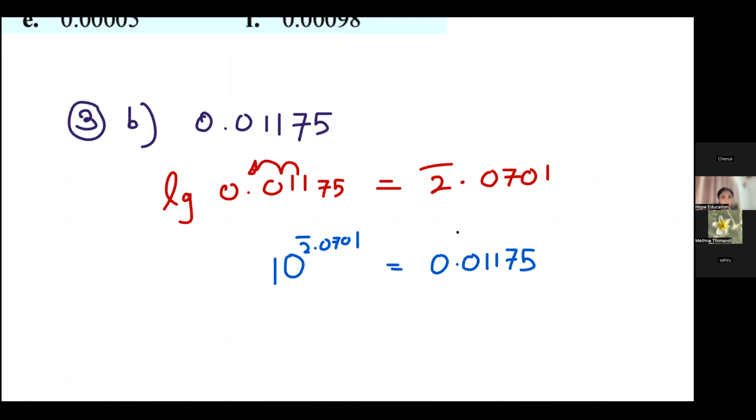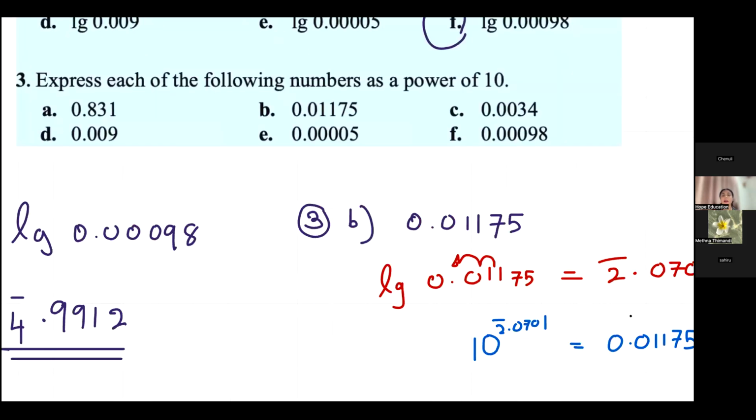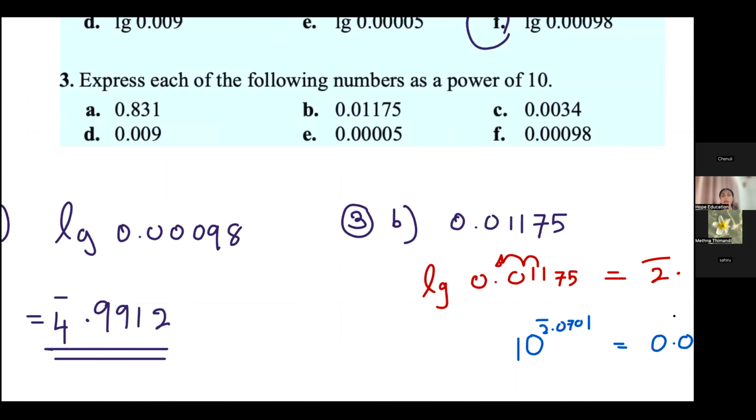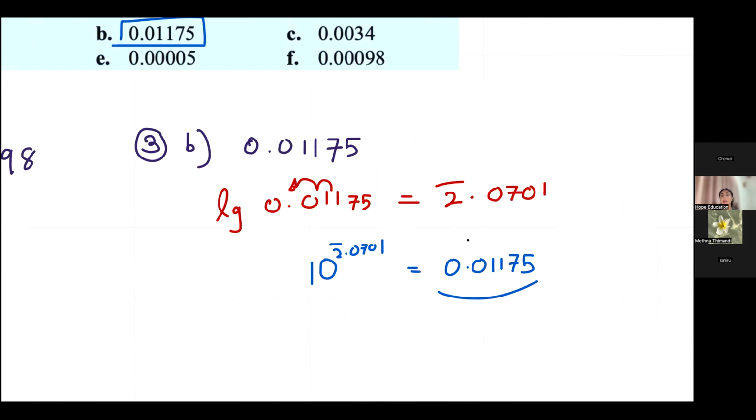Sahiru? Okay. Now what they're asking is express each of the following numbers as a power of 10. So this number you have to express as a power of 10. So this number here is 10 to the power of that, right? So then this is the answer.